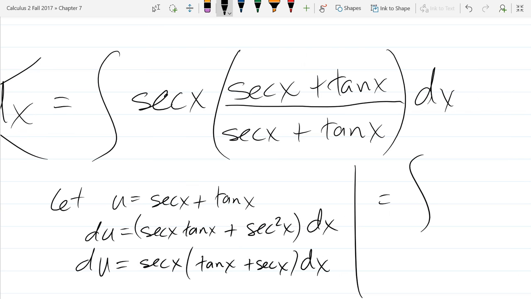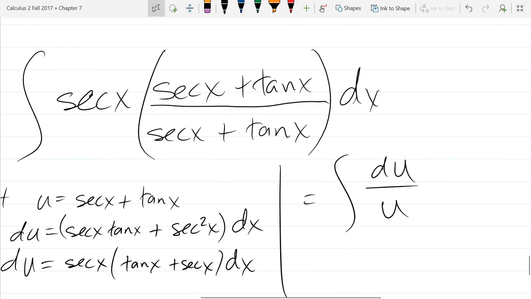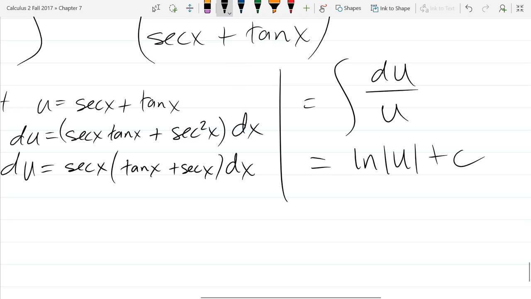So we just got an entire numerator turns into du, and got u on the bottom. So that's about as good as it's going to get for a u sub. And from here, it's pretty much the exact same thing we did before. Ln u plus c, and then unsubstitute for u.